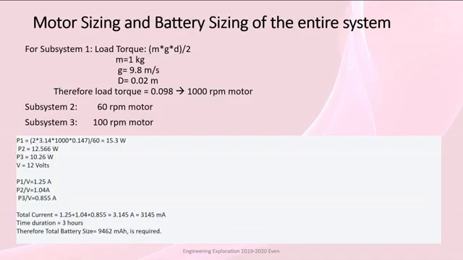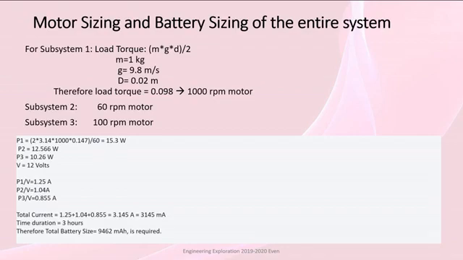So this is the motor sizing and battery sizing of the entire system. For motor sizing, we calculate subsystem 1. For subsystem 1, the load torque is calculated by the formula m times g times d, whole divided by 2, where m is the mass of the dough you put in the container, which is 1 kg, g is the acceleration due to gravity, which is 9.8 meters per second squared, and d is the diameter, which equals 0.02 meter. Therefore, after calculating the load torque, we get 0.098, which shows we require a 1000 RPM motor.